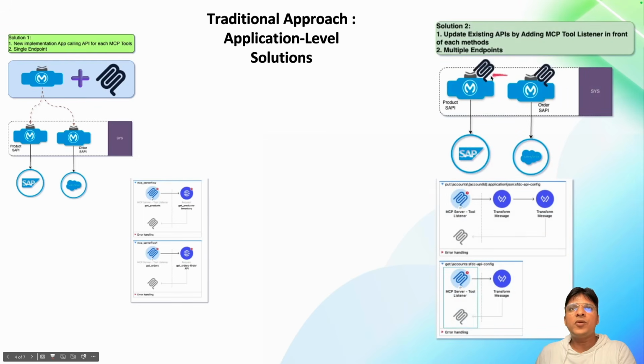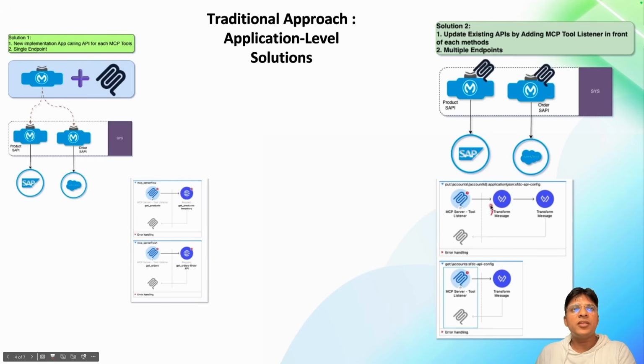In the second approach, we'll take the existing code itself and we'll make a change. We'll add the MCP connector over there. And for every operation in these APIs, we'll have an MCP tool. That means one-to-one mapping here also. You can see the screenshot below.